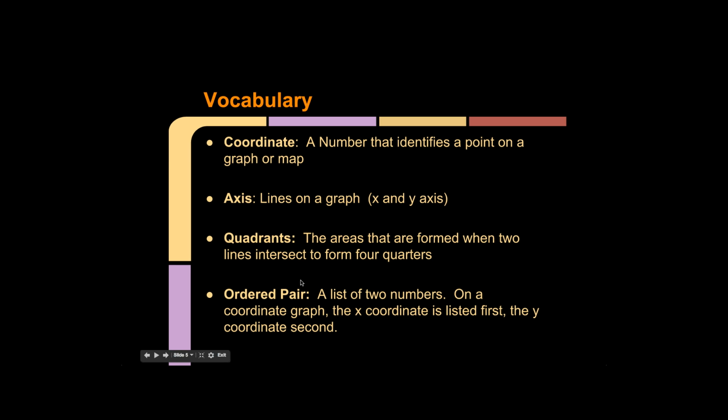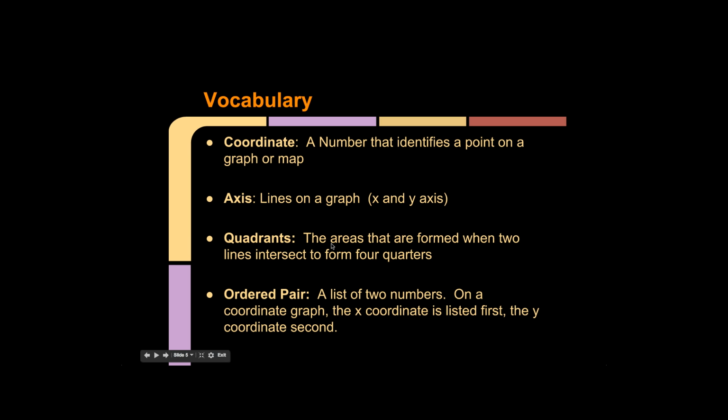All right, a little bit of vocabulary. A coordinate. This is a number that identifies a point on a graph or a map, and that will make sense to you once we look at the video today. Axis. These are simply lines on the graph, and you're going to see two lines, or axes, called the X and Y axis. But just think of them as lines, okay? So don't let that word freak you out.